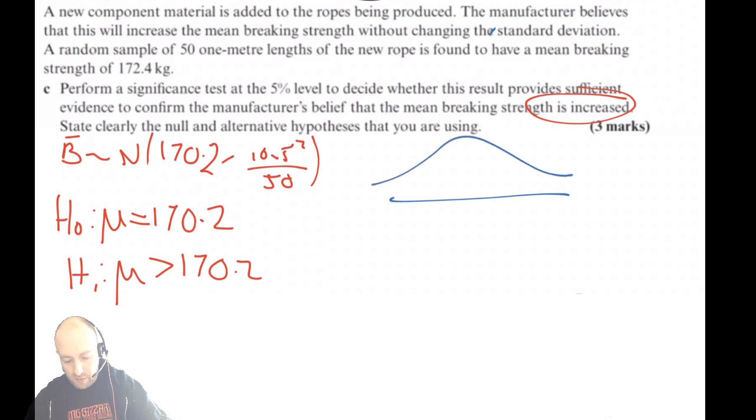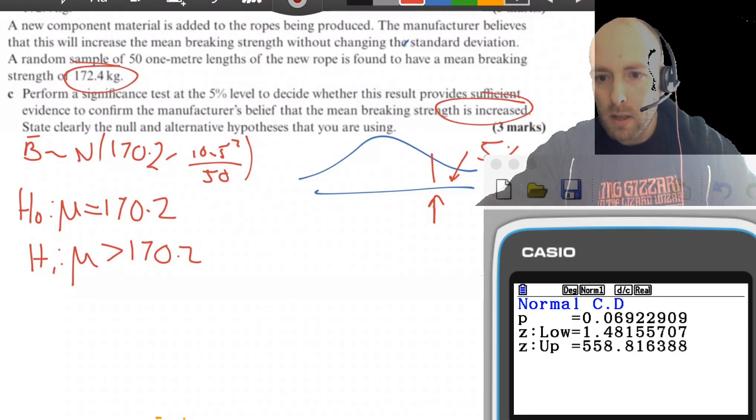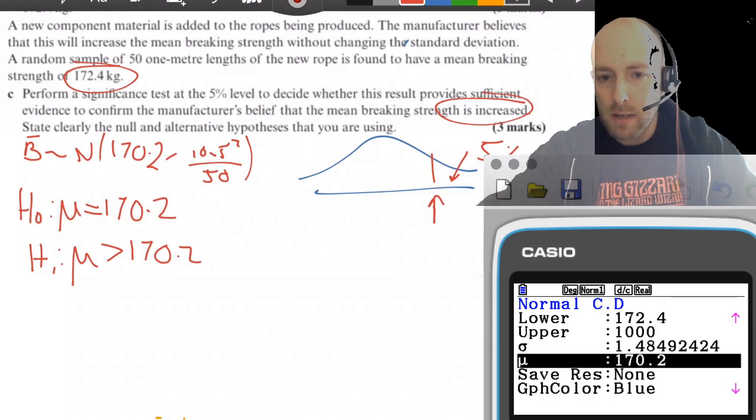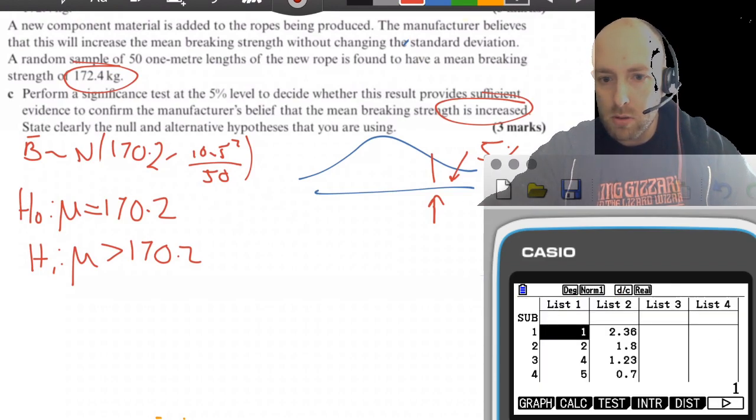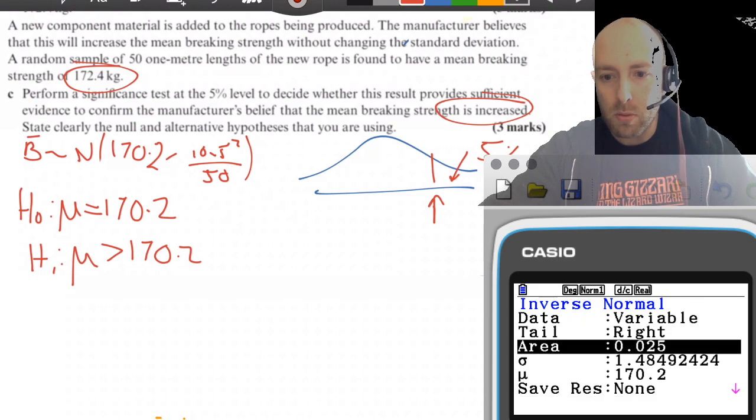Sketch it. We're testing at the 5% level, so there's 5%. We want to try and find out what the critical value is, and then we want to test if our test statistic of 172.4 is greater than that critical value. So back to the calculator. Inverse normal, tail to the right, distribution, norm, invN, tail to the right, area 5%, so 0.05.